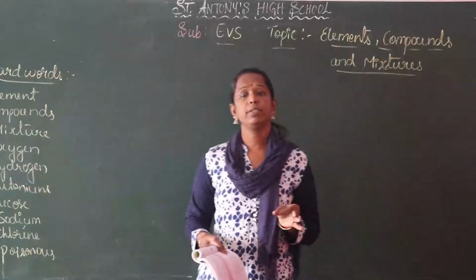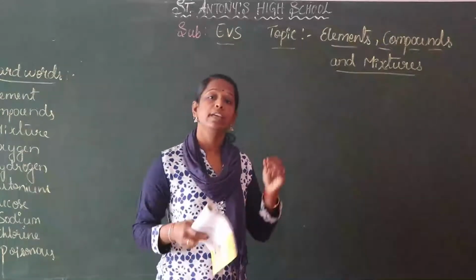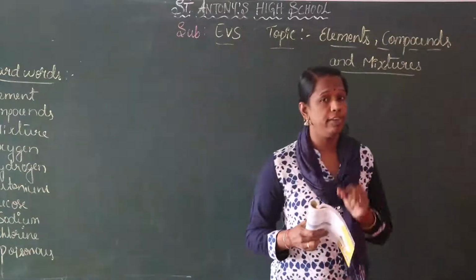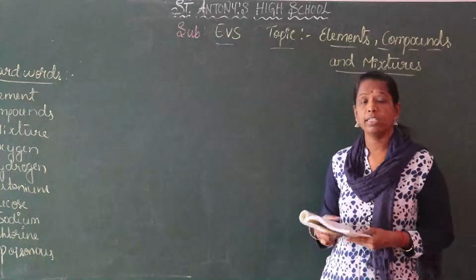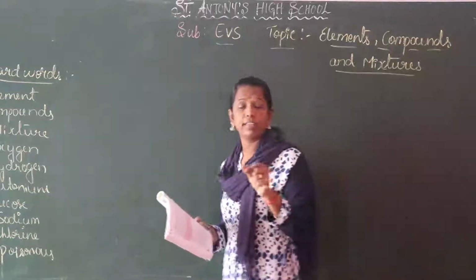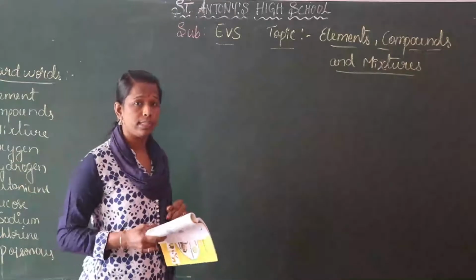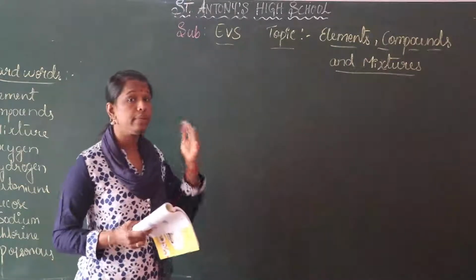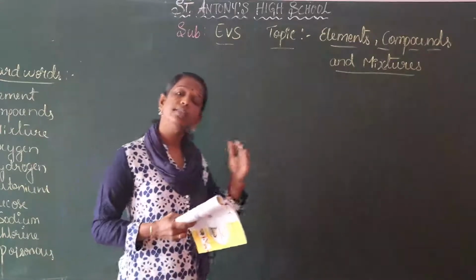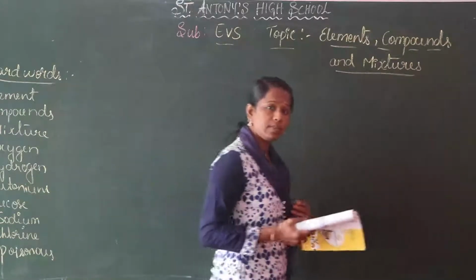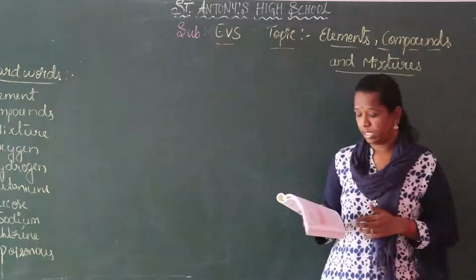Children, elements means what? Elements means it is made up of very small particles, and all the particles possess the same property. For example, oxygen particles possess the same property. Like that, hydrogen also possesses the same property.